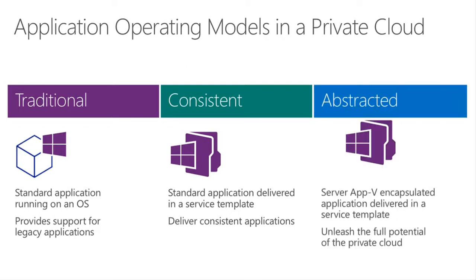The last one we'll look at, of course, is an abstracted model. I mentioned this briefly in our service model. This is when we're using Server App-V, when the full potential of private cloud is fairly much unleashed. Scalability is a lot easier, patch management becomes a lot easier, and recomposing and so forth becomes a lot easier. And there's no right or wrong place for customers to be sitting in this model.